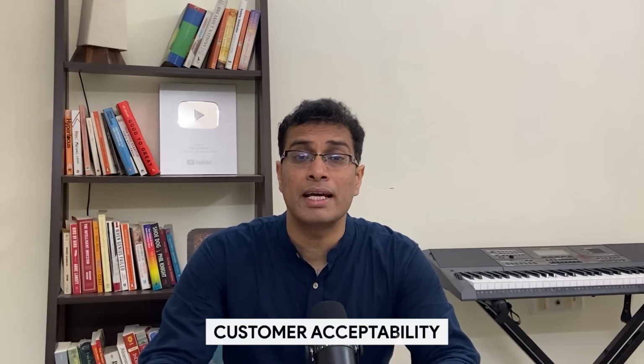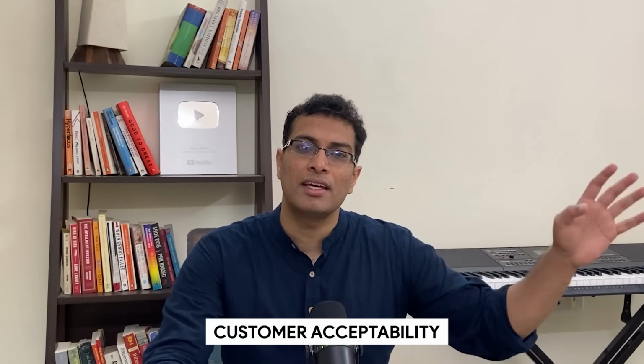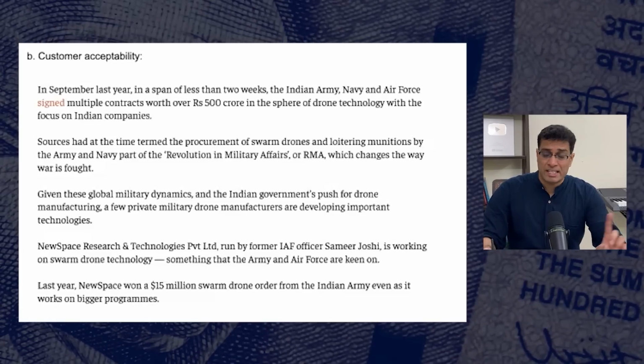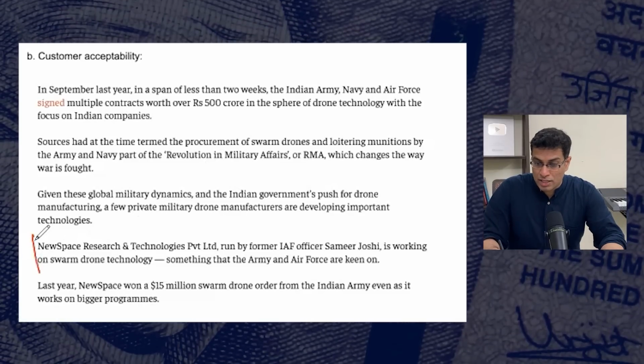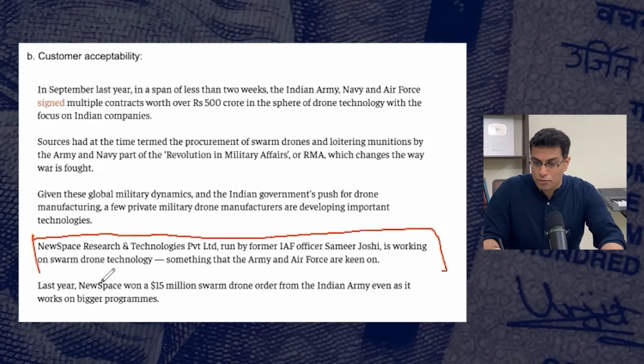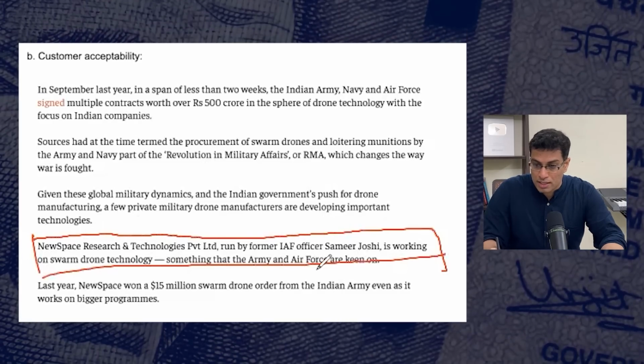Now, very quickly talking about the customer acceptance point of view: it's one thing that the government has come out with positive regulations, but the other thing is that there should be customers in India. So is that the case? The short answer is yes. In fact, the Indian Army earlier was not very warm to the idea of using drones. Now here is a very quick snippet, and there is something very, very interesting. There is a company called New Space Research and Technology Private Limited, which is run by a former IAF, Indian Air Force officer, Mr. Sameer Joshi. And he's trying to bring this idea to the Indian Air Force and the Indian Army.